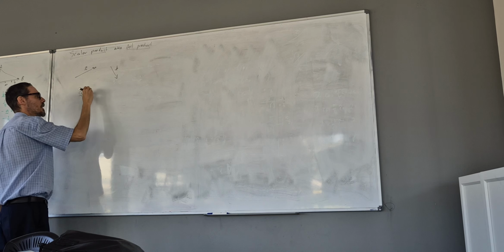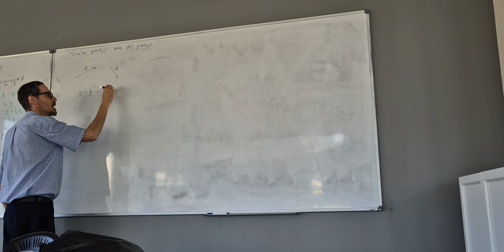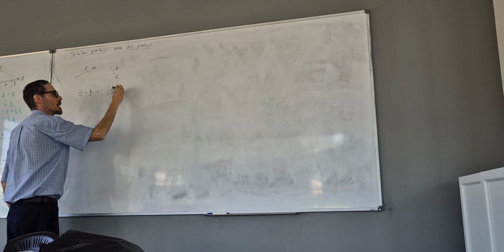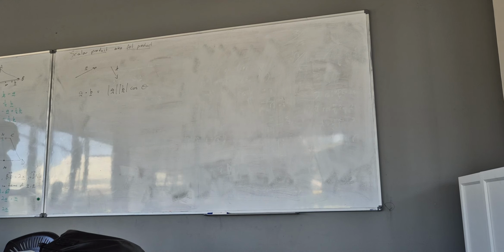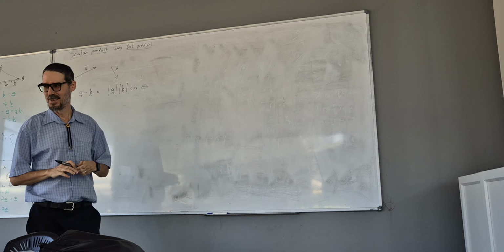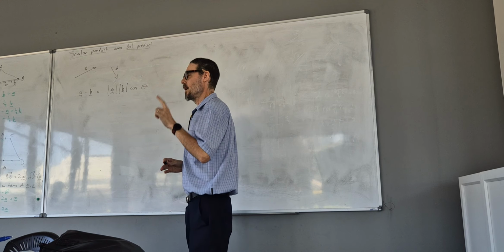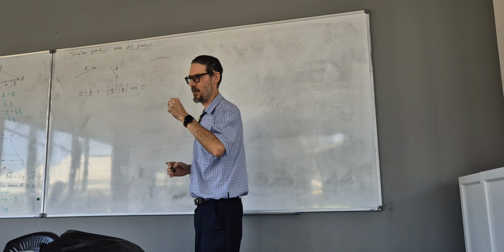A dot B is the length of A times the length of B times the cosine of the angle between them. That is the definition of the dot product. But why? Do we need to prove that? Because it works, because it does useful things for us. Why have we got cosine in there? Because I need to account for the angle.